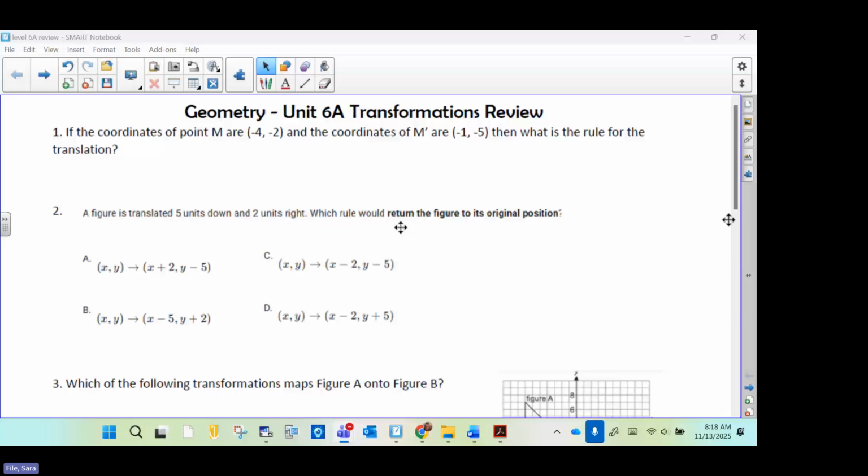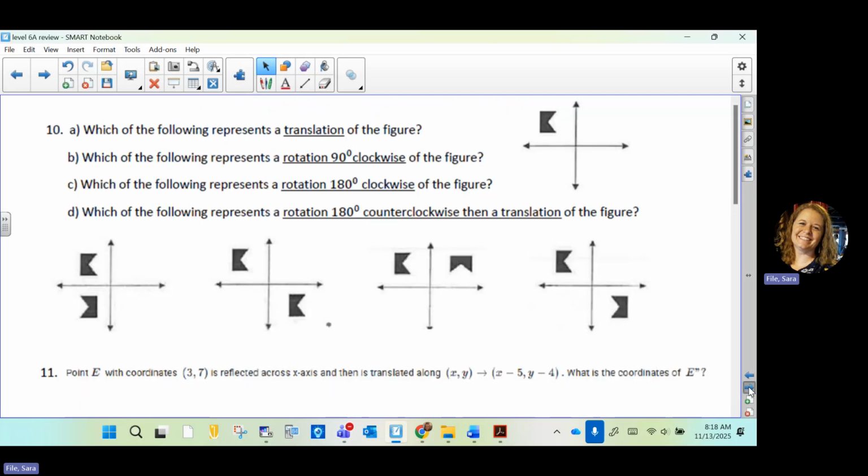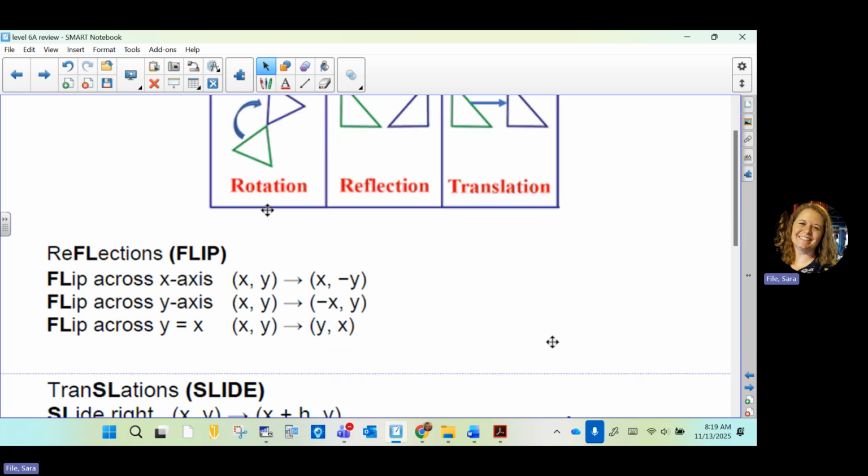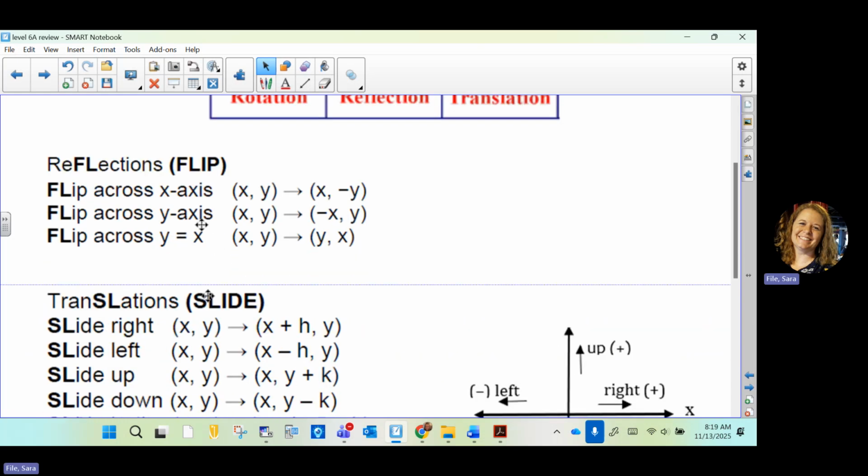Before we jump into actually answering review questions, I want to point out that the formula chart I posted on the board for the quiz is the same formula chart you're going to have on the test. It has an image showing a rotation graphic, a reflection graphic, and a translation graphic. Remember, translate means to slide, reflect means to flip, and rotate means to turn. All of the actual rules for those are on that formula chart.